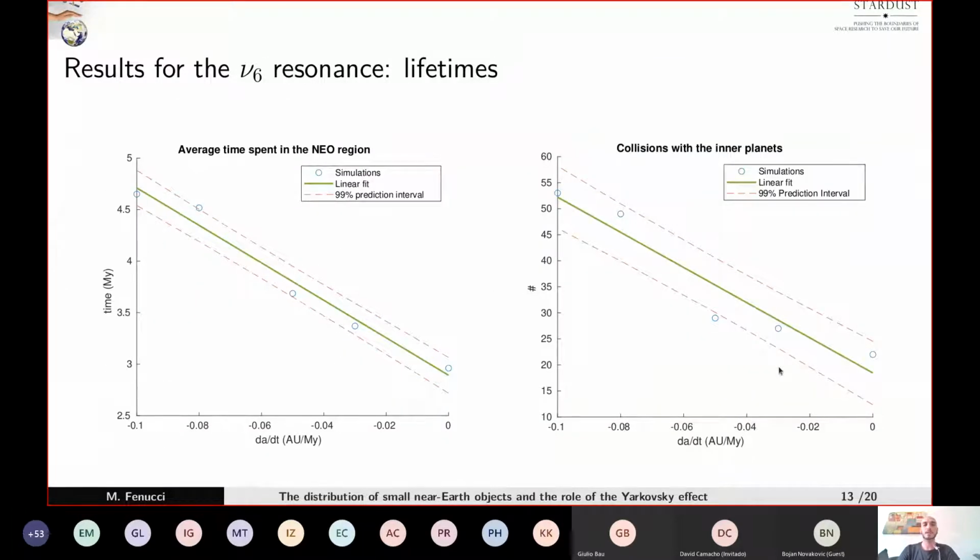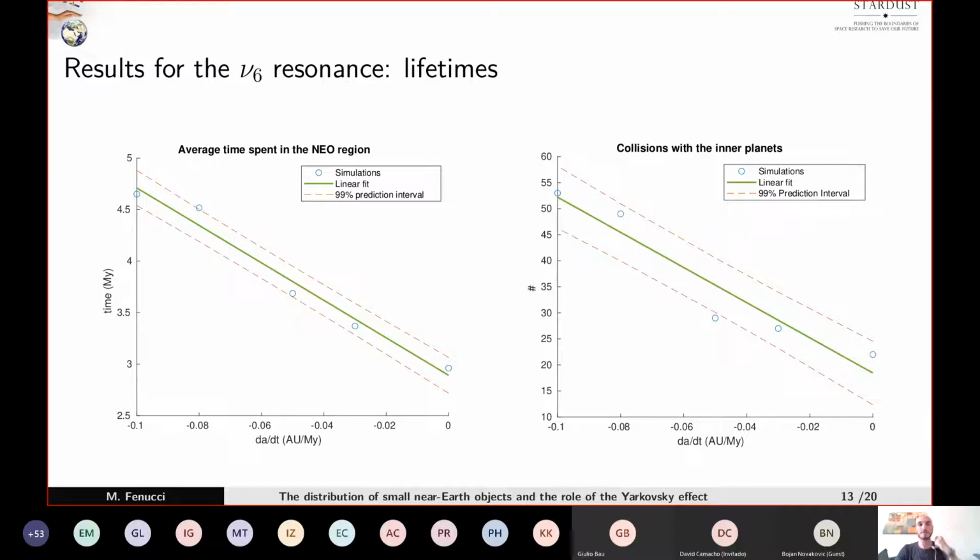For the Nu-6 secular resonance, the trend of the lifetime is similar to the outer part of the 3-to-1 mean motion resonance with Jupiter. And indeed, also here, objects coming from this route have a negative drift, and the lifetime is increasing for increasing magnitude of Yarkovsky drift. And another interesting fact regards the collisions with the inner planets.